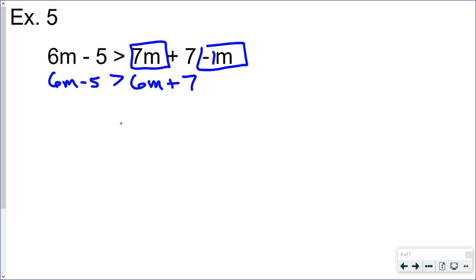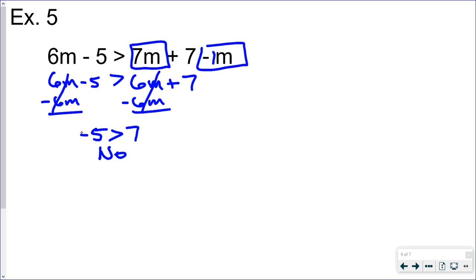So let's get the variables on the same side. So I'm going to subtract 6m from both sides. And I think you can probably see that these are going to cancel out again like the last one. And I get negative 5 is greater than 7. And that is false. Negative 5 is not greater than 7. So the answer to this would be no solution. No solution. All right, another way that you'll see no solution written sometimes is like that. So it's 0 with a slash through it.